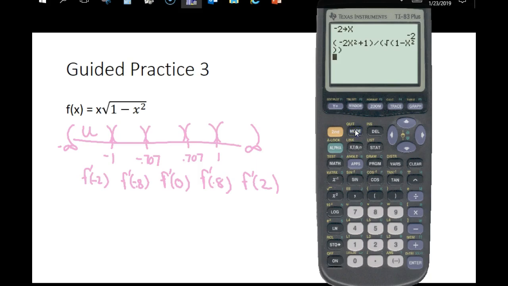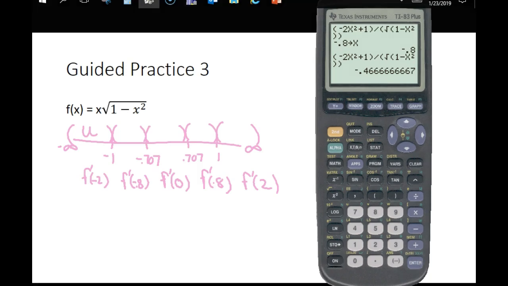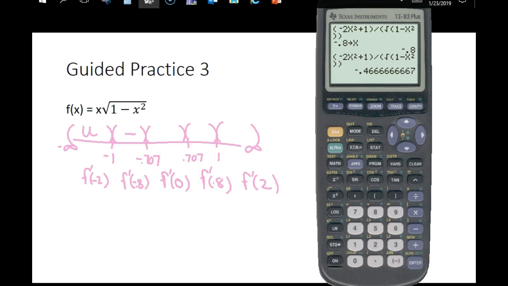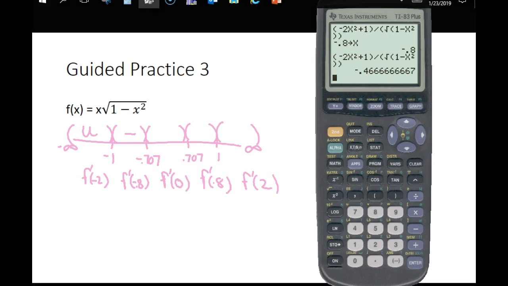All right, so now I want to do -0.8. Store that. Bring back our function. And I get a negative slope. Next one I want to plug in is 0. 0 is pretty easy just to do mentally, I think. If you plug in 0 here for the x, you're just going to be left with 1 on the top. If you plug in 0 here on the bottom, you're going to be left with 1 on the bottom. So you have 1 over 1, which is 1, and that's a positive value, so that slope's positive there.